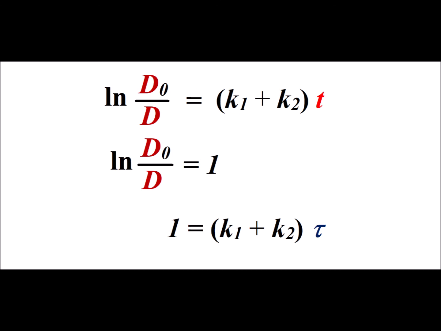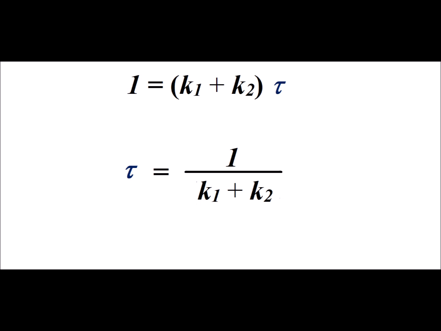Recall our solution for our differential equation, that the natural log of D sub 0 divided by D is equal to k1 plus k2 times t. And we realize that expression on the left-hand side is equal to 1 if we're looking for the natural lifetime. So therefore, we get that 1 is equal to the quantity k1 plus k2 times tau, the natural lifetime. And we simply divide each side by the quantity k1 plus k2 to get that the natural lifetime tau for this particular kinetic reaction is equal to 1 divided by k1 plus k2.